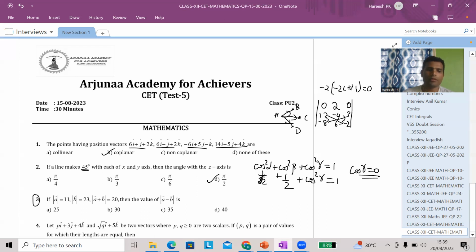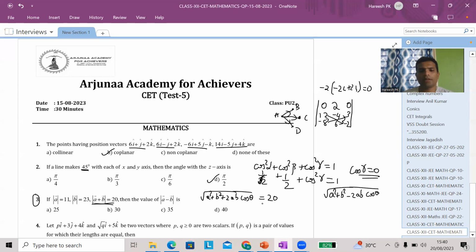Third one, please remember, whenever you see mod A plus B, you should use parallelogram law. What is mod of A plus B? Root of A square plus B square plus 2AB cos theta. So this whole thing is given as 20. And they are asking us to find out mod of A minus B. Matlab, root of A square plus B square minus 2AB cos theta.